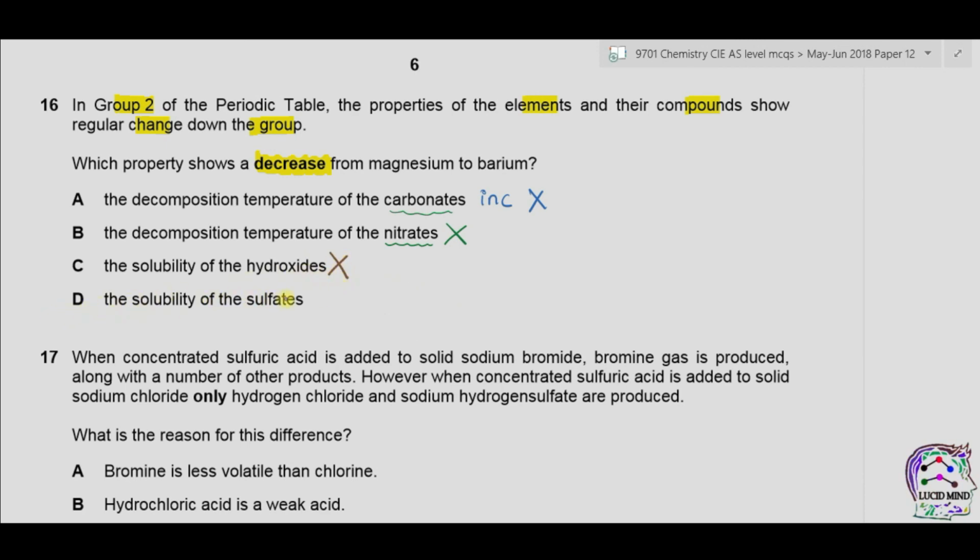D. The solubility of sulfates. Now in sulfates we can see that magnesium sulfate is more soluble as compared to barium sulfate, which is insoluble and forms a precipitate. So the solubility of sulfates decreases from magnesium to barium. So D is the correct option. The correct answer is therefore D.